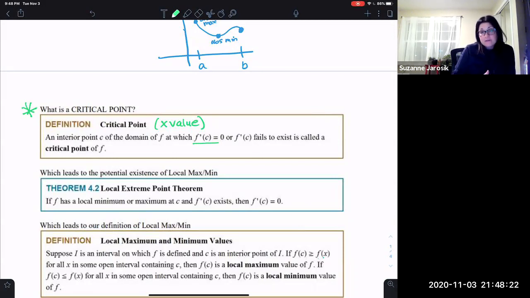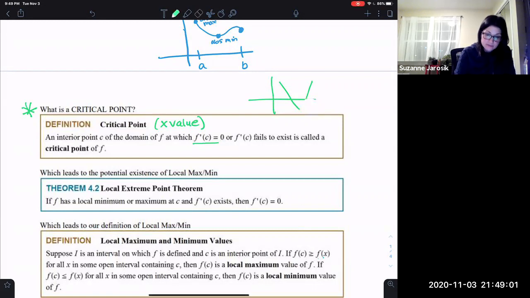Your tangent line would have to have a slope of 0 for a max or min to even occur there. But sometimes if your derivative is equal to 0, you don't end up having a max or a min. And if F prime of C fails to exist, meaning your derivative is undefined there, like a corner or a cusp, it can still be a max or a min. An absolute value graph, for instance, has an absolute min, you just can't take its derivative there. So the derivative would be undefined there, but it's an absolute min.